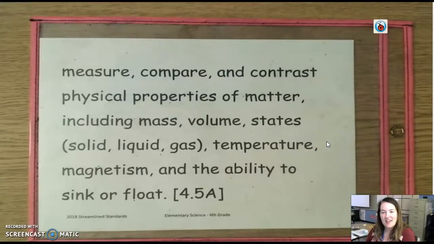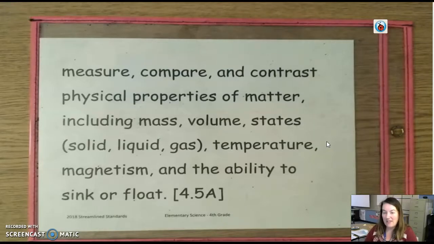So this is our new science TEK for this week. It's 4.5A. I'm going to read it. We're going to pull it apart before I explain our activity for today. So it says, measure, compare, and contrast physical properties of matter, including mass, volume, states, which is solid, liquid, and gas, temperature, magnetism, and the ability to sink or float.